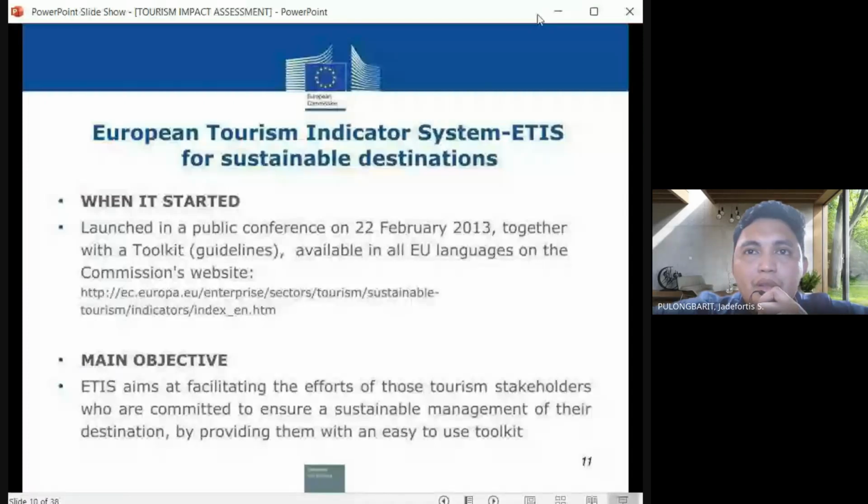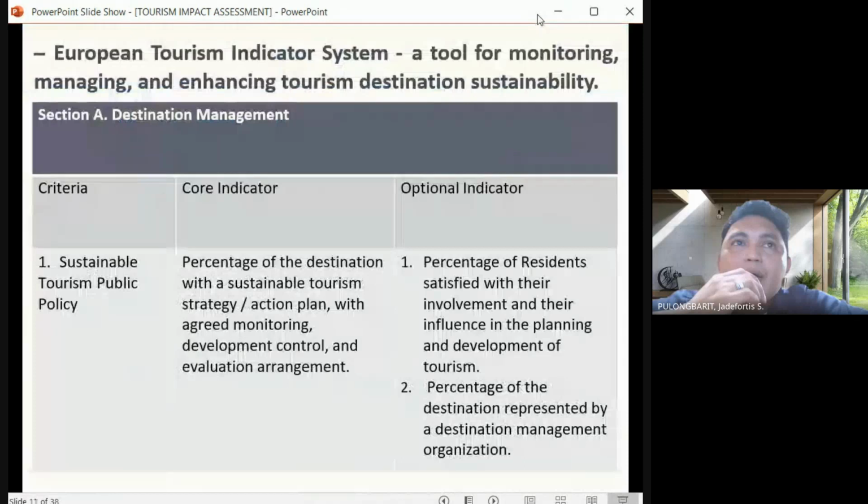The main objective, ETIS aims at facilitating the efforts of those tourism stakeholders who are committed to ensure sustainable management of their destination by providing them with an easy-to-use toolkit. So, ang aims ng ETIS para mas maging magandang effort ng mga different stakeholders, mas mapaganda po ang pagpaplano, pagde-develop ng destination, and of course, in sustaining the destination by applying this toolkit, this ETIS. Right? So, European Tourism Indicator System, it is also a tool for monitoring, managing, enhancing tourism destination sustainability. So, itong maganda rin tool na para gamitin po for sustainable destination, or for sustaining sustainable management of the certain destination by monitoring or managing.